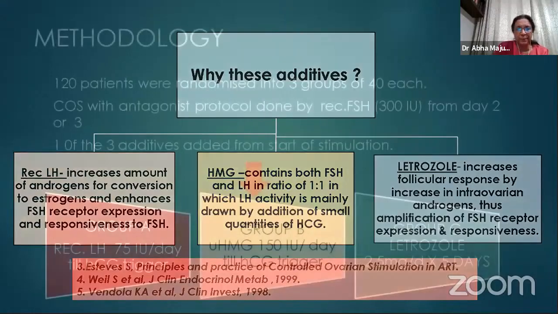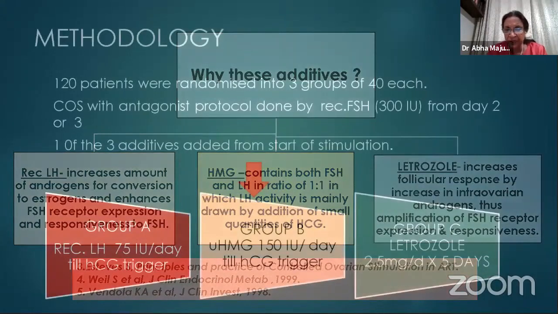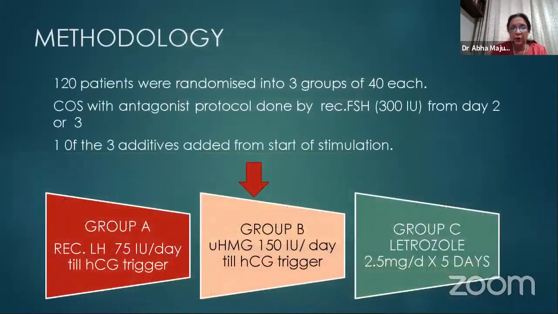And how did we use them? We divided 120 patients into three groups. Group A received recombinant LH 75 in addition to 300 units of recombinant FSH. Group B received 150 units of HMG, and Group C received letrozole 2.5 milligram right from day 1 or 2 of menses, one day even before the gonadotropin could be started, for 5 days.